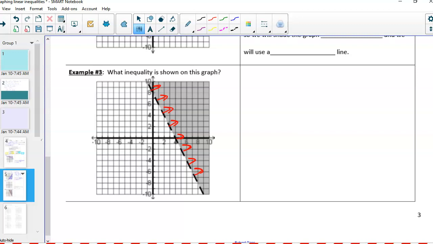Is it shaded above this line or below it? So what does that mean? Greater. It's greater than. Now is it greater than or greater than or equal to? Greater than. How do we know that? Because the line is dashed. Okay. So now we know this has to be y is greater than, and then we need our slope.